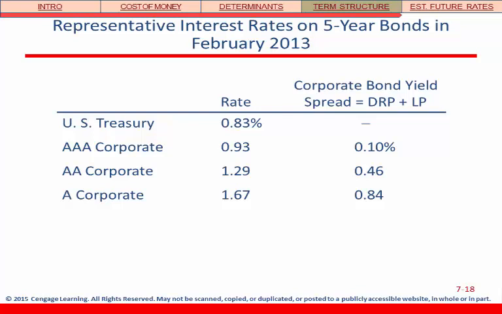For example, just take a look here at this table, and you will see that if you look just at the interest rates you should expect on different types of treasury bonds, like a U.S. Treasury is 0.83%, AAA corporate is 0.93%, AA corporate is 1.29, and a single A corporate is 1.67. If you subtract each one of those from the one before it, you will see the spread and see that it is growing over time. And if you look in that far right column, it shows you what that spread is between that particular investment and the original U.S. Treasury.